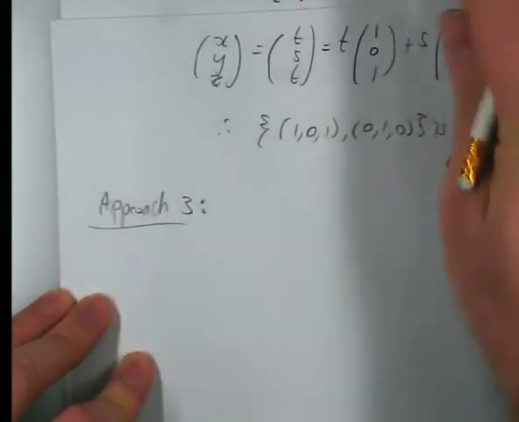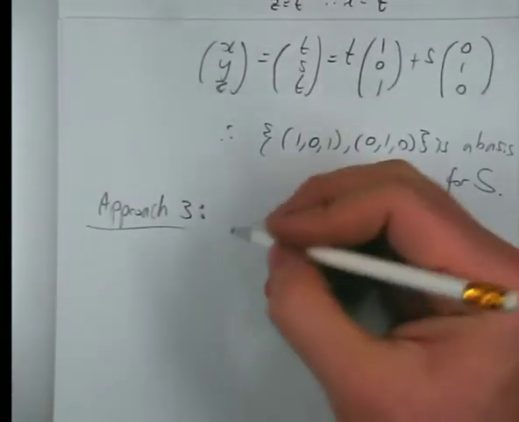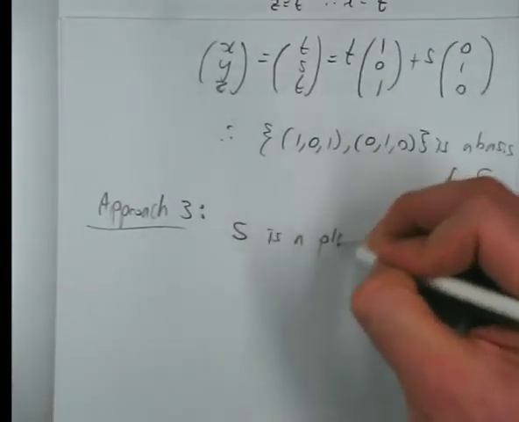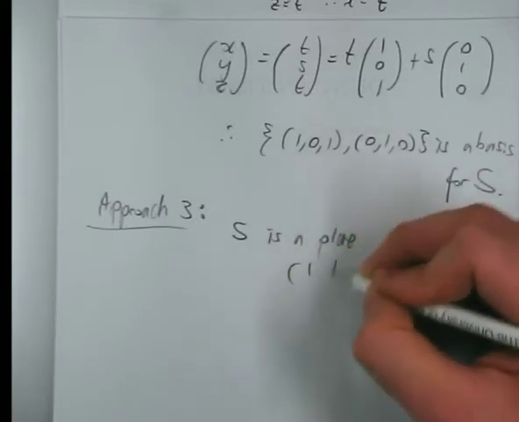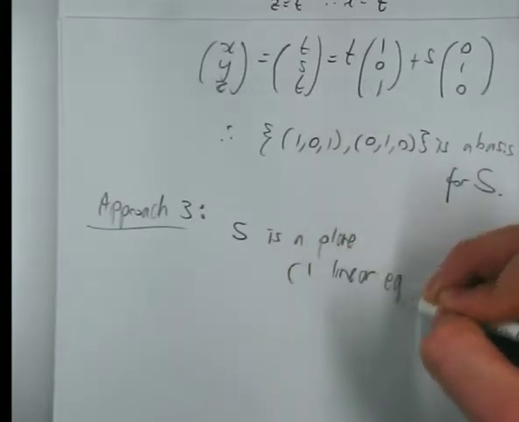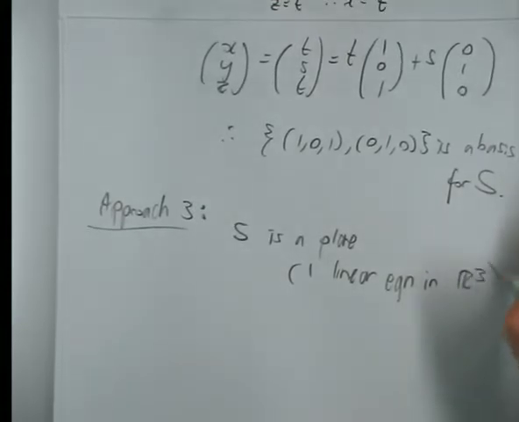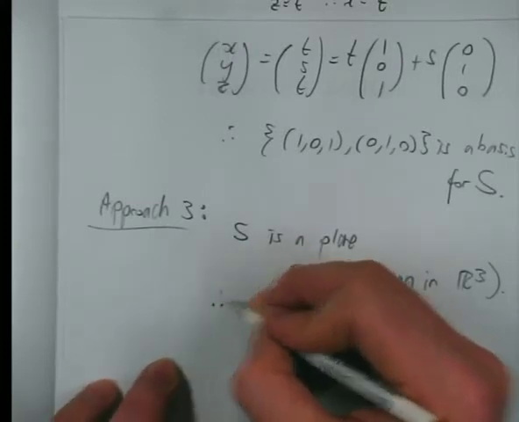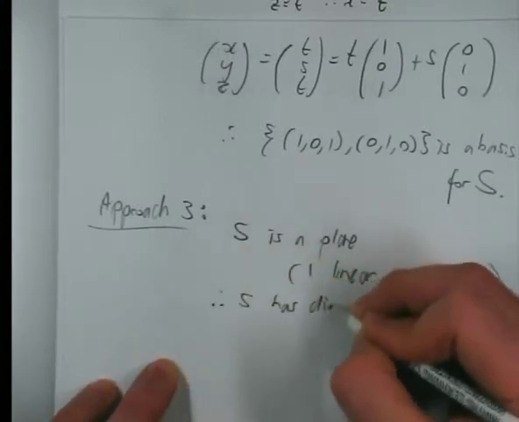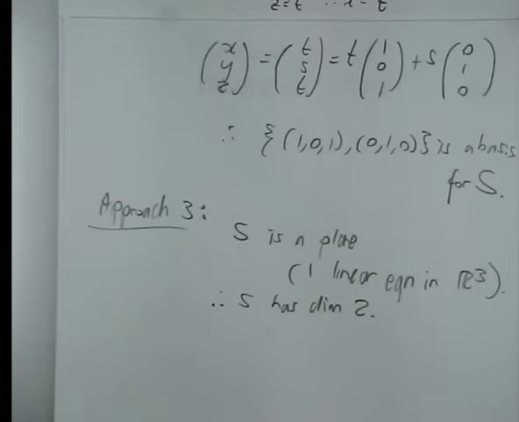And approach 3 would be this approach. S is a plane, since it is one linear equation in R3. Therefore, S has dimension 2. And I know that any two out of those 3 rules makes something a basis.